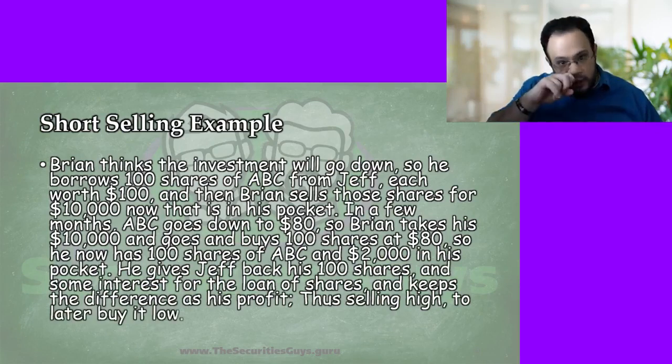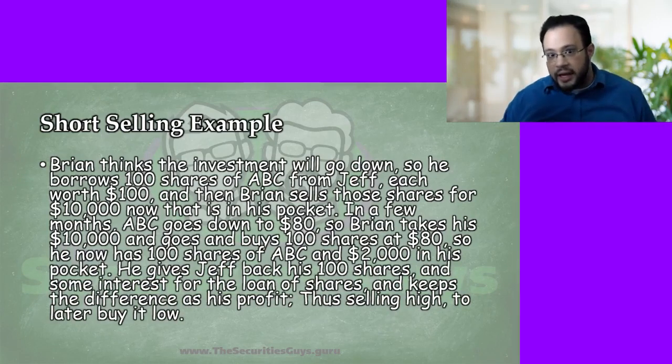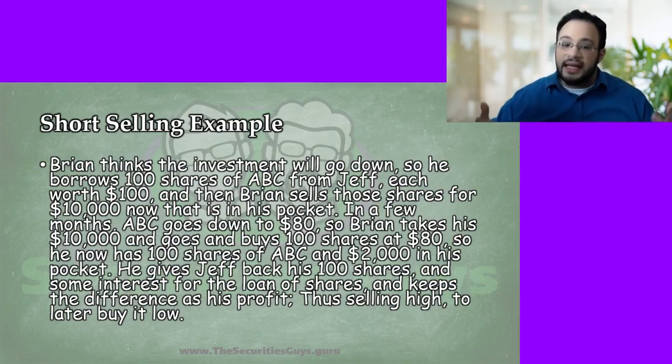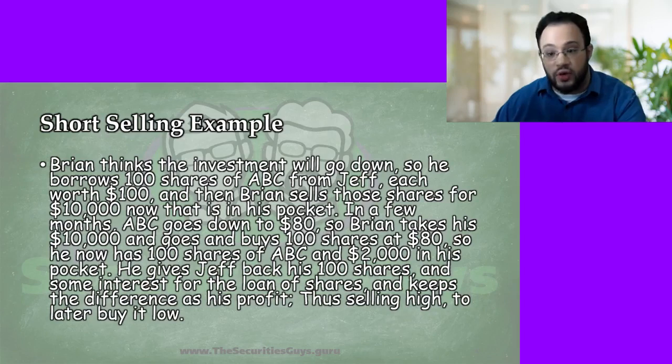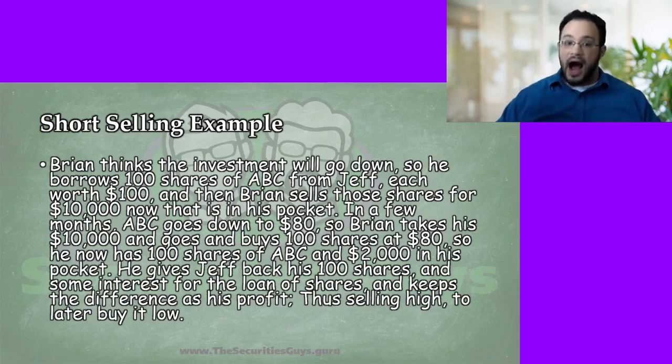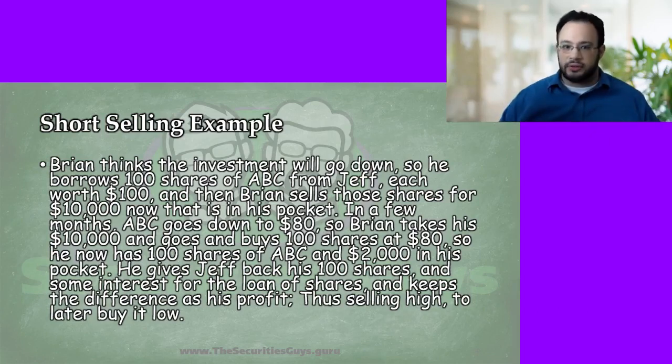Remember, I don't owe Jeff $10,000. I owe him 100 shares of ABC stock. So I take the $10,000 I have in my pocket and I go and buy 100 shares of ABC, $80 a piece. That's $8,000. So I have 100 shares of ABC and $2,000 in my pocket. I give Jeff back his 100 shares, and I keep the difference. Well, I give him some interest. I'm borrowing, so I've got to pay him some interest. And I get to keep the difference. Thus, I sold it high, $100 a share, and then later I bought it low at 80.